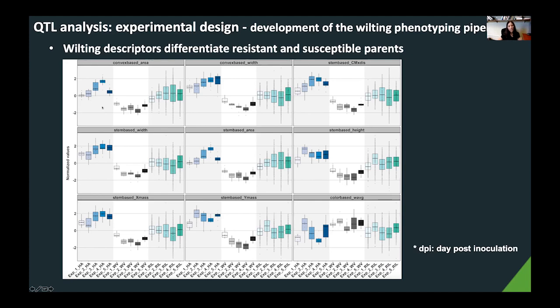And so what you can see is that for most, but not all, of these descriptors, they are able to separate the resistant parent from the susceptible, with the exception here of the color-based metric. So here you can see it really can't differentiate the resistant parent from the susceptible, and so we decided not to use it further.